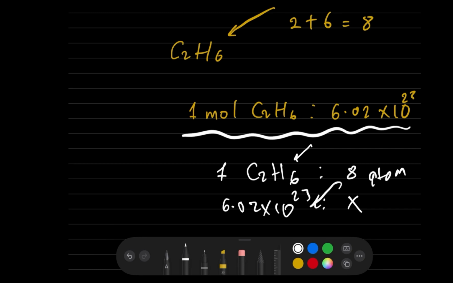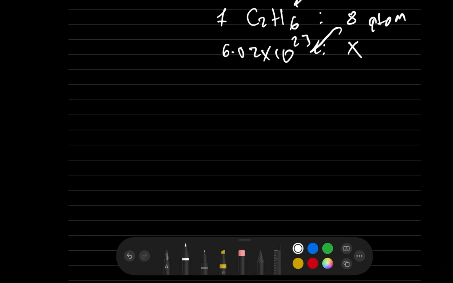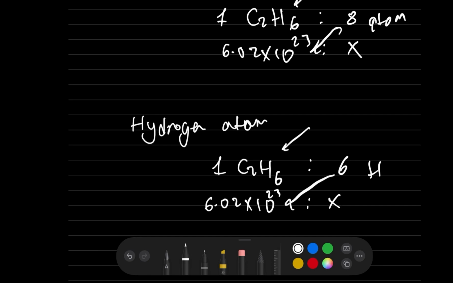Sometimes if you need to be, let's say, more specific, I can ask you how many hydrogen atoms. You can say each molecule of C2H6 contains 6 hydrogens. All right. Since you have in each 1 mole of C2H6 this huge number, 6.02 times 10 to the power 23, then you have to make a cross multiplication and then calculate the number of hydrogen atoms in 1 mole.